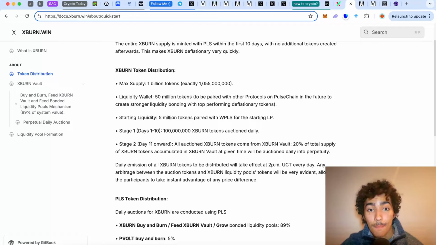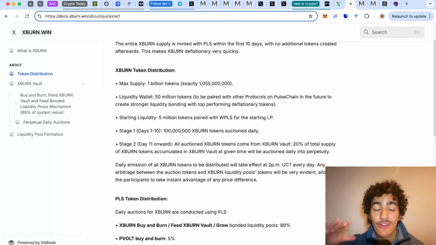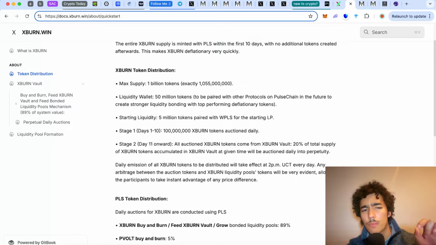We know it's 1 billion tokens. Liquidity wallet is going to be 50 million tokens. And I believe it's going to wait until the first 5,000 has been entered within the auction. And that will create the initial LP, which I believe the initial price will be 0.301. We'll see in a second. To be paired with other protocols. Yeah. Starting liquidity 5 million. Oh, apologies. It's not 50 million. 5 million tokens paired with WPLS.